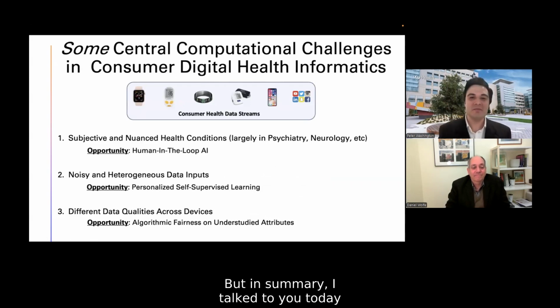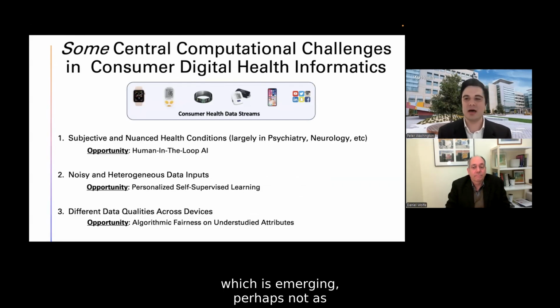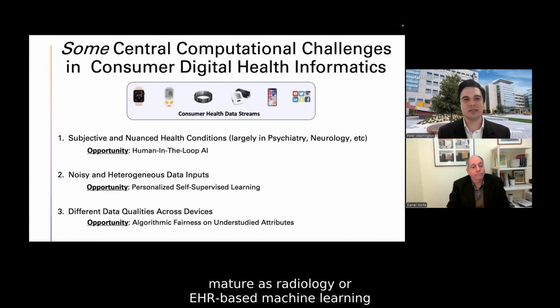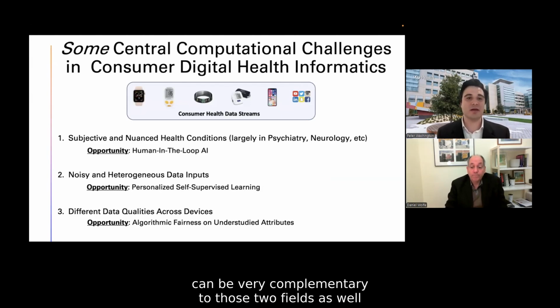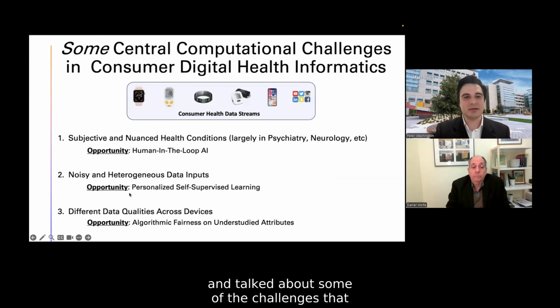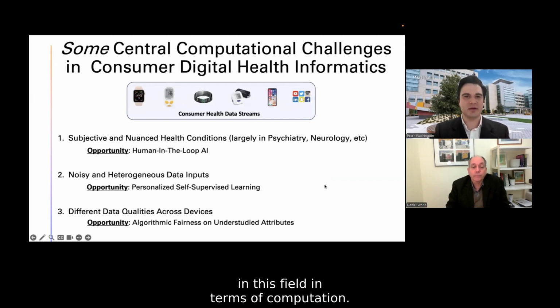But in summary, I talked to you today about this field of consumer digital health informatics, which is emerging, perhaps not as mature as radiology or EHR-based machine learning and computation, but something that I think in the future can be very complementary to those two fields as well, and talked about some of the challenges that are somewhat unique or at least overly enriched in this field in terms of computation.